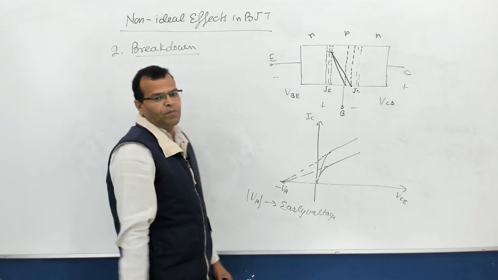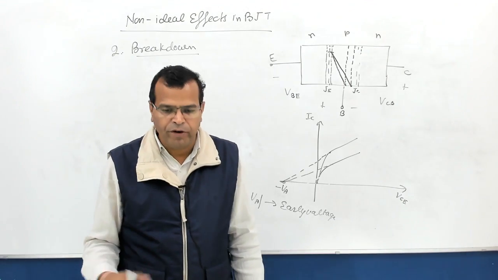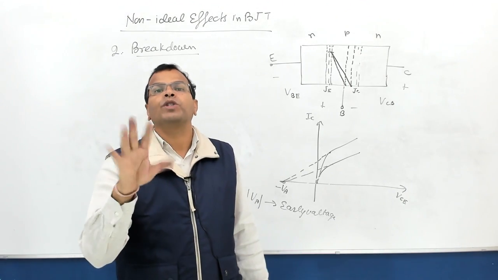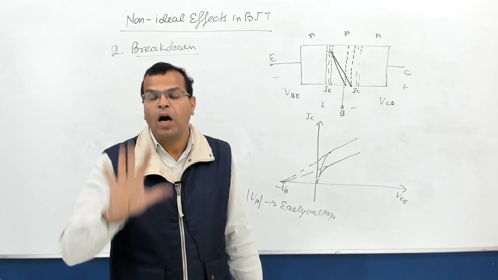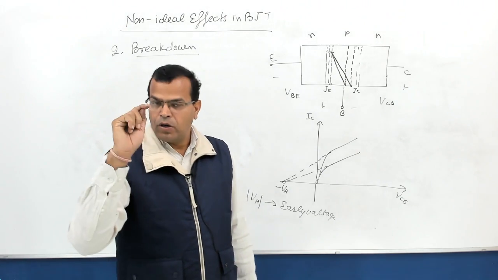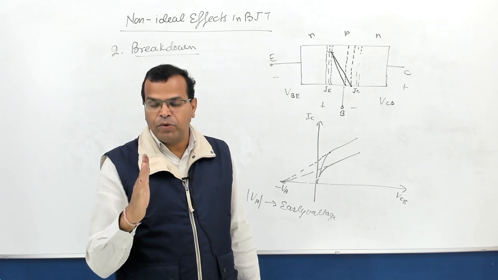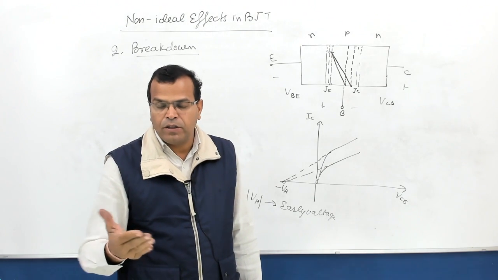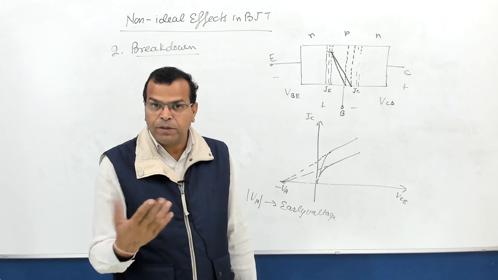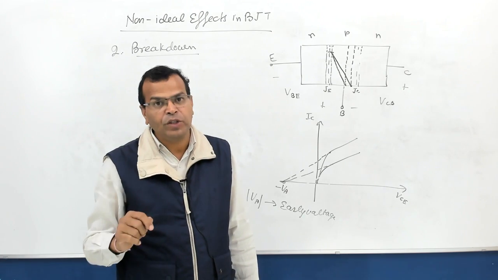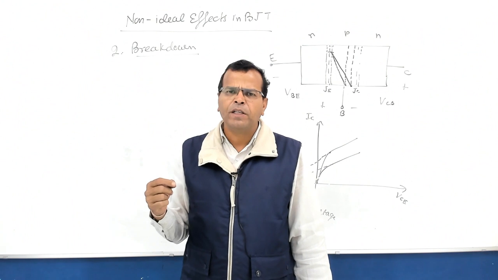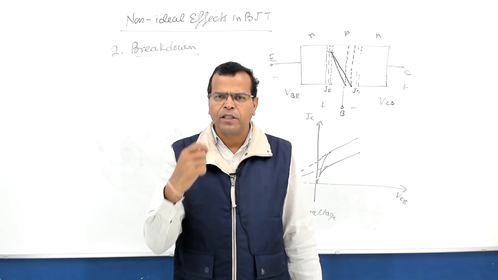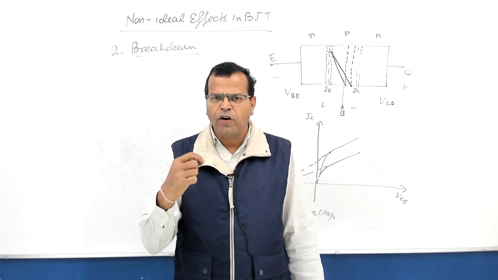In BJT, your emitter junction is forward biased, so there is no question of breakdown at a forward biased junction. However, in normal active mode it is forward biased, but when it is used as a switch, it is reverse biased in the off condition. So at the emitter junction, I apply a reverse biasing voltage when the BJT is operated as a switch to turn it off.